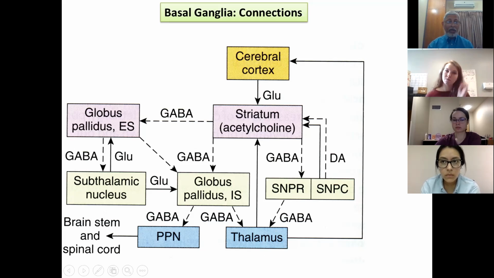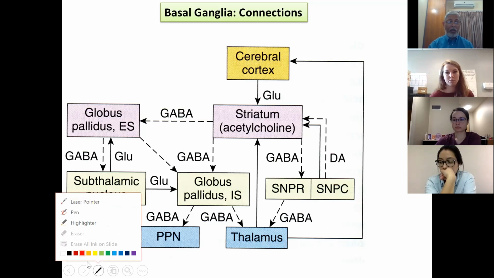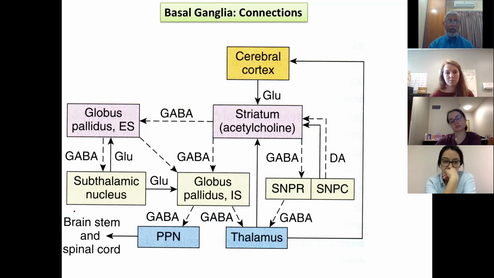So let me draw something. Take your time, okay? Now, if this part keeps firing continuously, this GABA will be released, right? Now, if that GABA is released here, that will inhibit the thalamus. So this connection from the thalamus to the cerebral cortex will be terminated, right? Did you get that much? Did I mix things up?